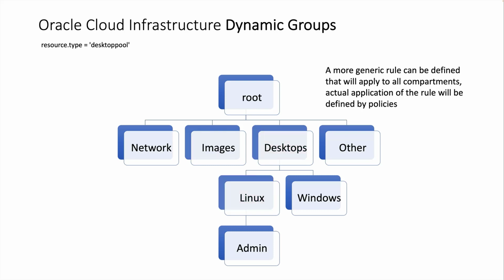In order to make it simpler, we can basically just define the resource type in the dynamic group, which means that resource type would then be applicable to every compartment in your tenancy. But where it actually will be used is then later defined through policies.